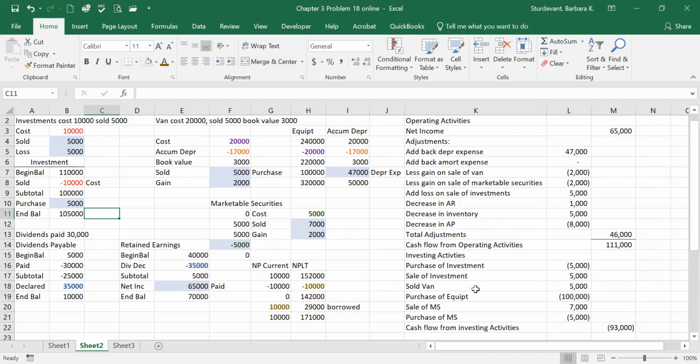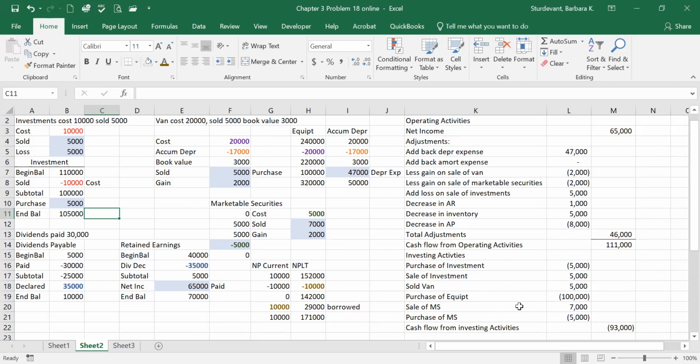We had our van, sold it again, cash received was 5,000. Sale of the van, we have a -2 up here. The two of them together equal 3,000, which is our book value. Looking at our equipment account, we took care of these. Now we have a purchase. The purchase will decrease cash flow.